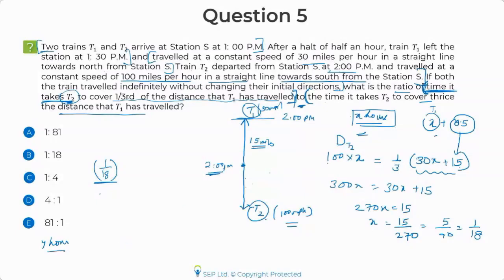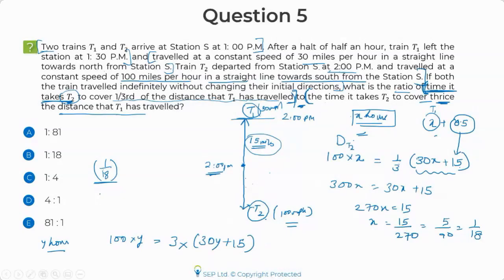So Y hours, how much distance will T2 travel? T2 will travel 100 times Y. Okay, this should be thrice, so I'll say 3 times the distance traveled by T1. T1 will travel how much? 30Y plus he has already traveled 15. So I'll put 15 here.